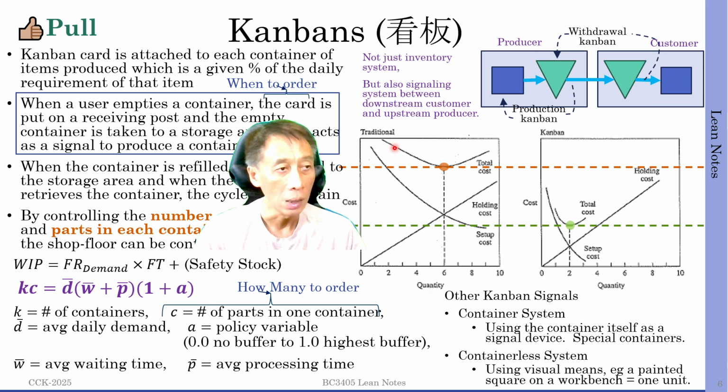So all these are required costs. The traditional continuous review is the sum of the holding cost and the setup cost. No matter whether the optimal quantity attracts the lowest cost, no matter where it is at this point, the orange curve, the orange line here.